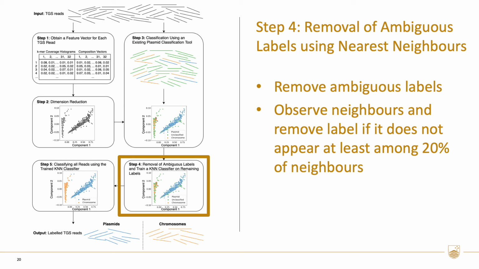Intuitively, chromosomal reads and plasmid reads should have consistent neighborhoods. This means we can use the embedding information to rectify any wrongly labeled data points. For this, we observe the neighborhoods for ambiguous labels. We remove such labels and mark those points as unclassified.